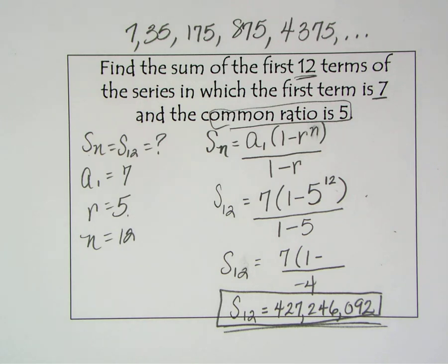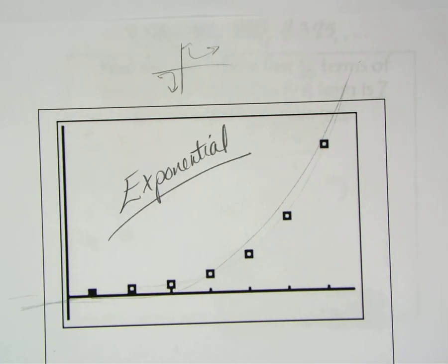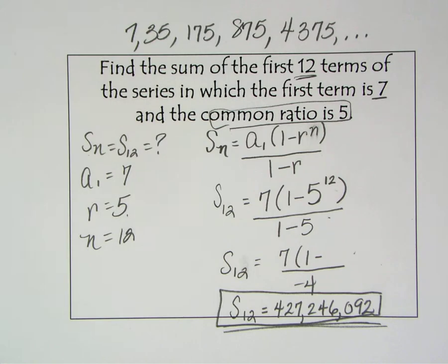So remember that if you multiply by 2, multiplying by 2 looks like this, right? So multiplying by 5 is going to grow even faster. So that is a reasonable answer.